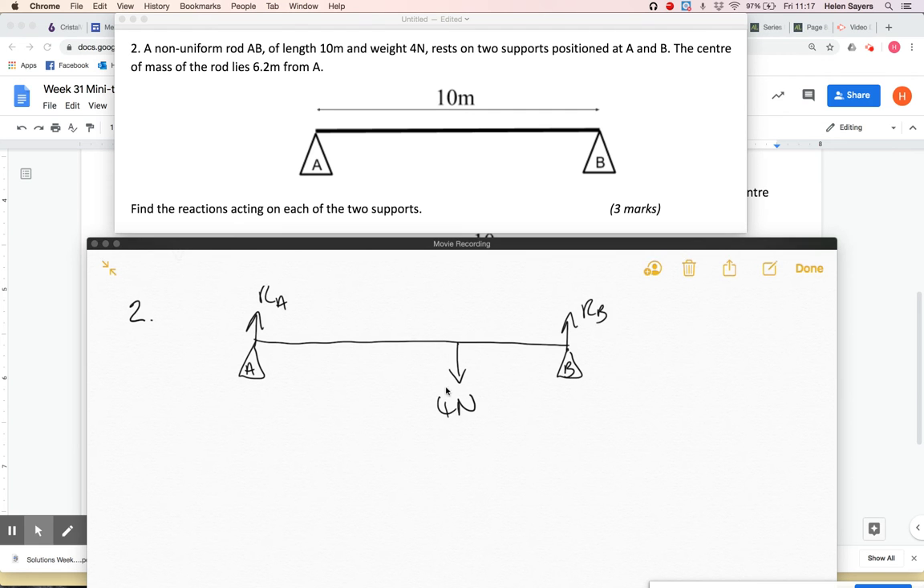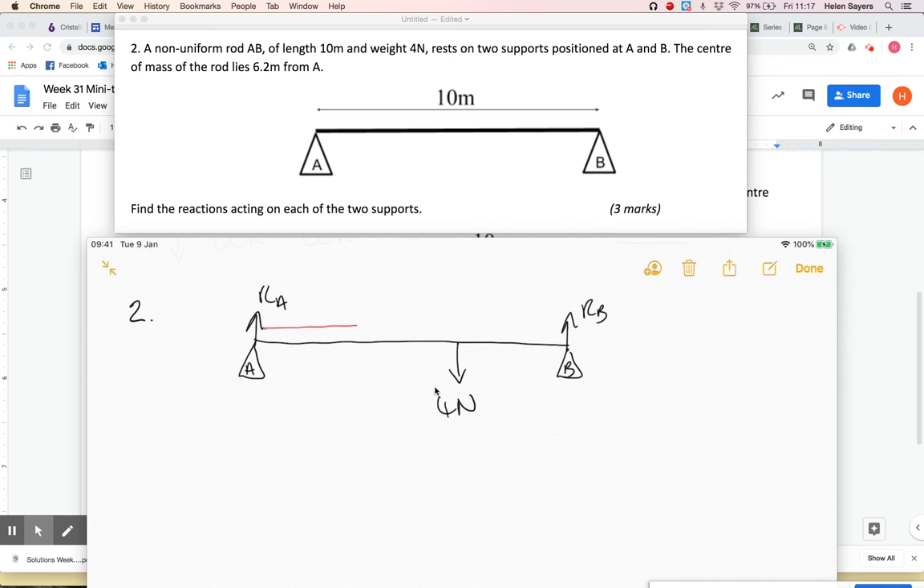To be honest, it doesn't really matter which I find first. Seeing as they've given me the distance from A, 6.2 metres, I'm going to take moments about A, but it would be just as straightforward to take moments about B. If I'm taking moments about A, I need the distances of those two forces from A, and I don't need to worry about the reaction at A. I know the whole rod is 10 metres long. So I'm going to take moments about A.